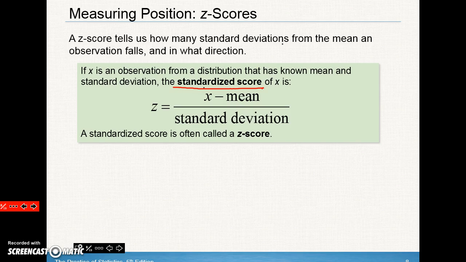It is a signed number. The z-score can either be positive or negative. Z-scores that are greater than the mean would be positive, and z-scores that are less than the mean would be negative.